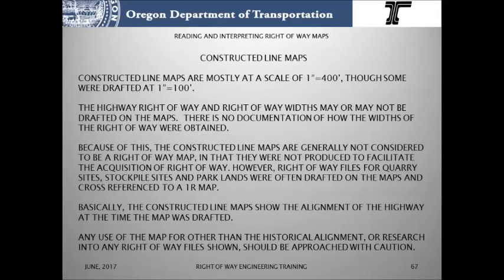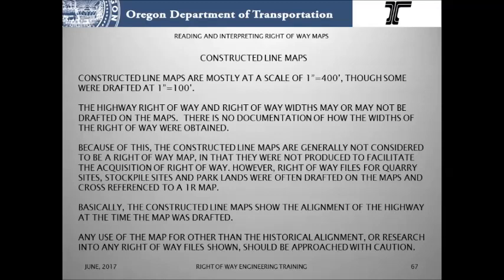Now, constructed line maps. These were mostly done at a scale of 1 inch equals 400 feet, though some were drafted at an inch 100. The highway right-of-way and right-of-way widths may or may not be drafted on these constructed line maps. If they are, there is no documentation of how the widths of the right-of-way were obtained. Because of this, the constructed line maps are generally not considered to be a right-of-way map in that they were not produced to facilitate the acquisition of right-of-way.